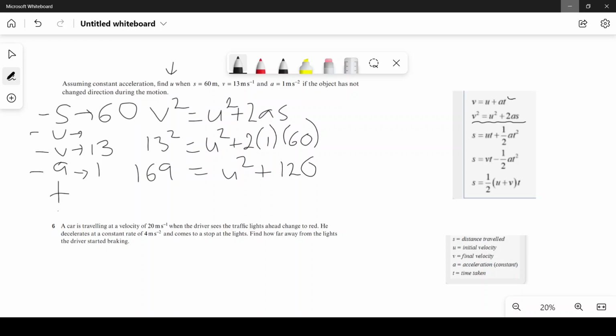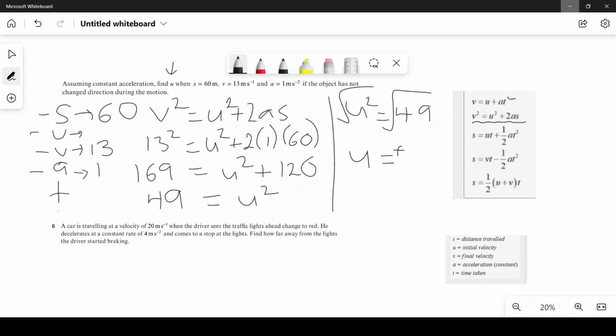Now we can move the 120 to the other side, so we'll have 169 minus 120, which is actually 49, I should think. That's it. So U squared is equal to 49. We're going to square root this, square root that. So when we find the square root of U squared, we'll have U is equal to plus or minus 7.